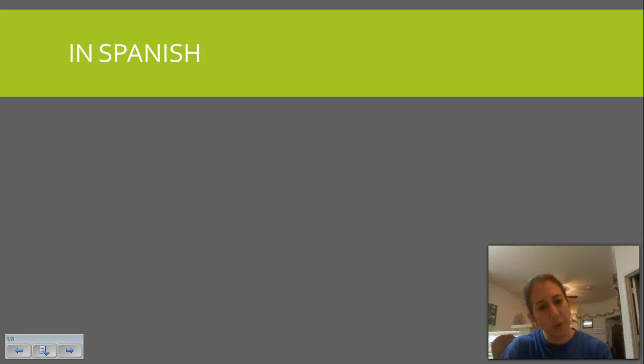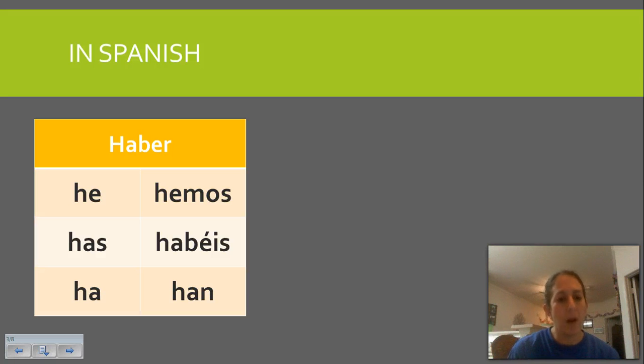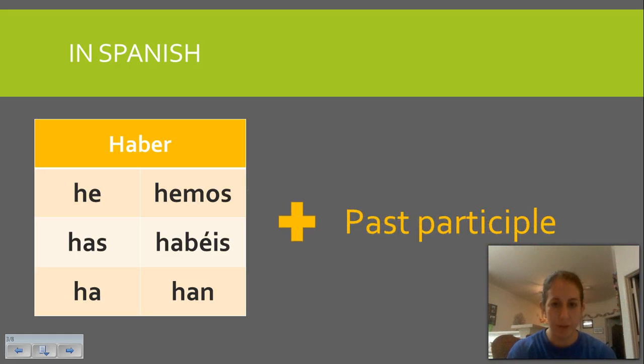So what does it look like in Spanish then? We're going to use our verb haber, which I said earlier is a helping verb. We'll talk more about that in more detail later. He, has, ha, hemos, habéis, and han. Notice that that H, remember, is silent. So we've got our verb haber. That's going to agree with our subject. And then you're going to add that to, you guessed it, our past participle. So again, just to review, our past participles in Spanish, if it's an AR verb, it's going to end in ado. And if it's an ER and IR verb, it's going to end in ido.